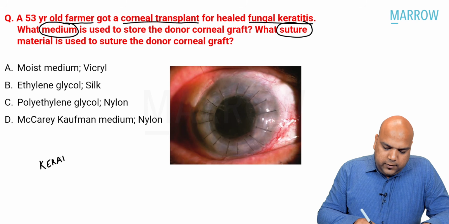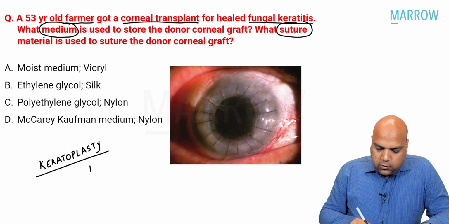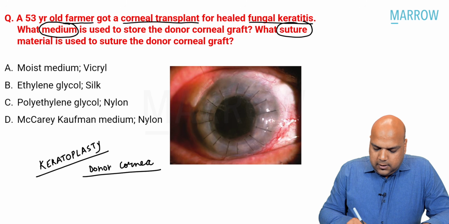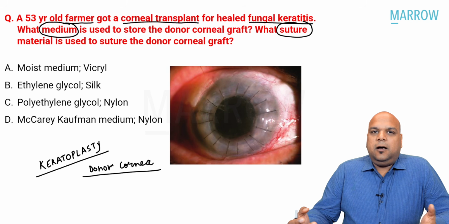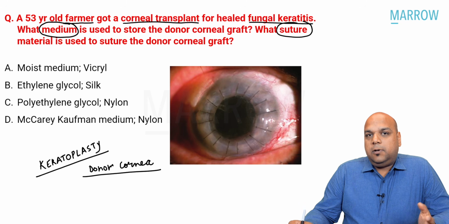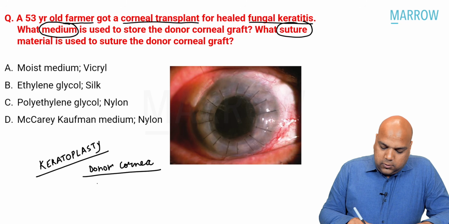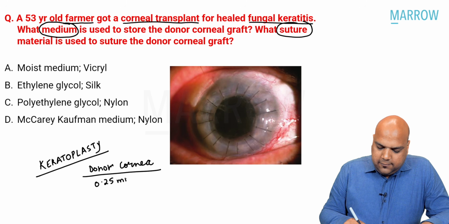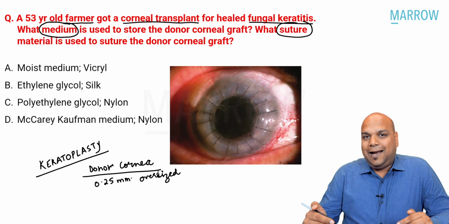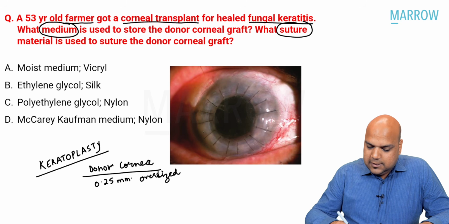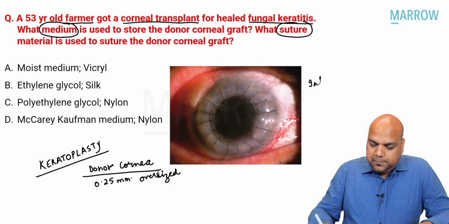Yes. What do we know about keratoplasty? We know that for keratoplasty, the donor cornea can only be taken after a patient is no more. That means a live donation is not allowed, like for, let's say, a kidney. Yes. So donor cornea is only taken from a dead body. Then donor cornea is always 0.25 mm oversized compared to the graft area. Then the donor cornea and the host cornea are sutured together. As you can see in this image, they are sutured together by interrupted sutures.